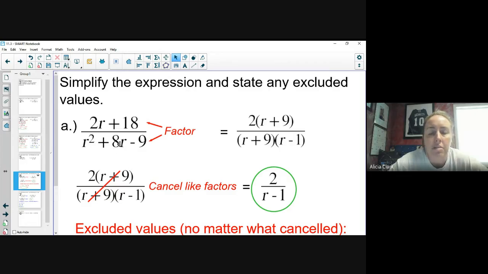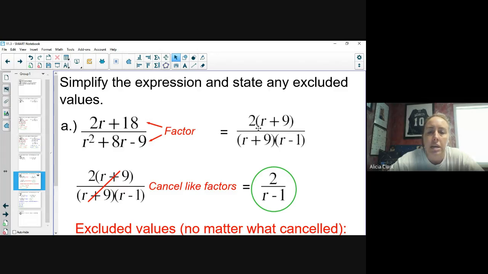On the bottom, you're doing the same factoring that we did already, which is asking yourself, what two numbers can I multiply to get negative 9 that when I add those two numbers, I get positive 8? So that would be positive 9 and negative 1. If I multiply those, I get negative 9. If I add those, I get positive 8. So this is my new factored form of my question. I haven't done anything yet except for factor these.